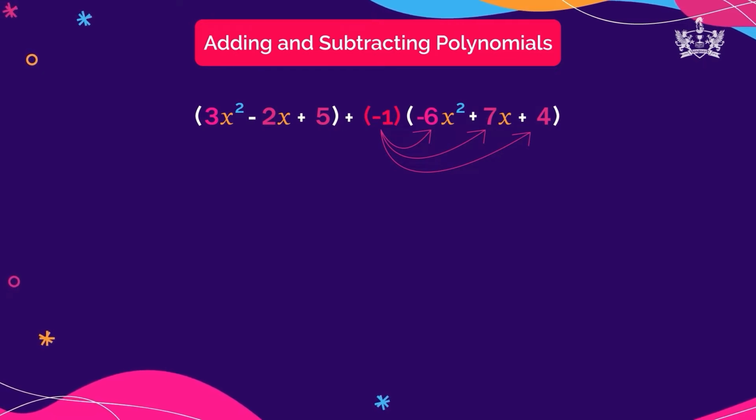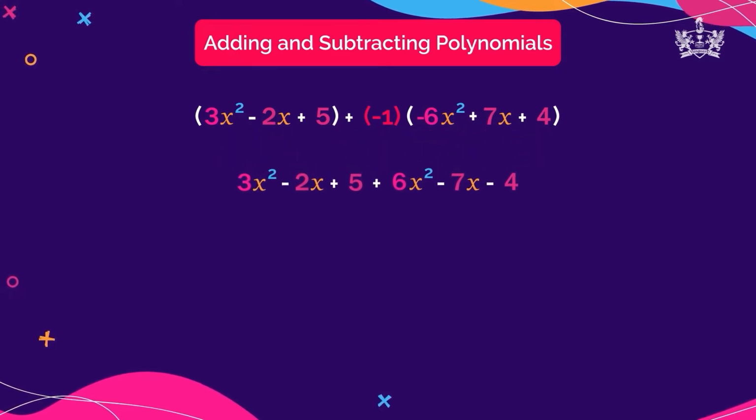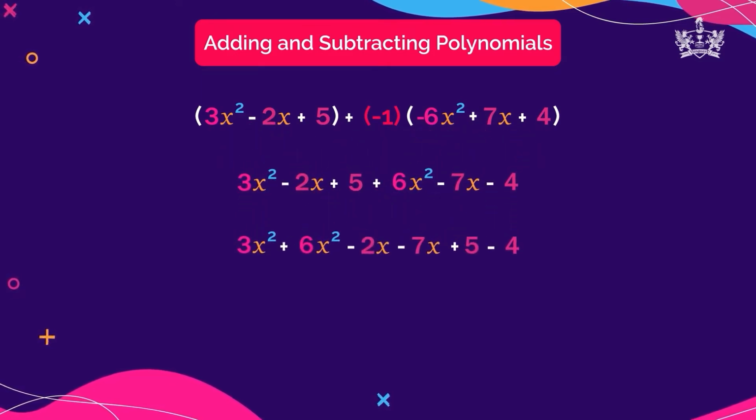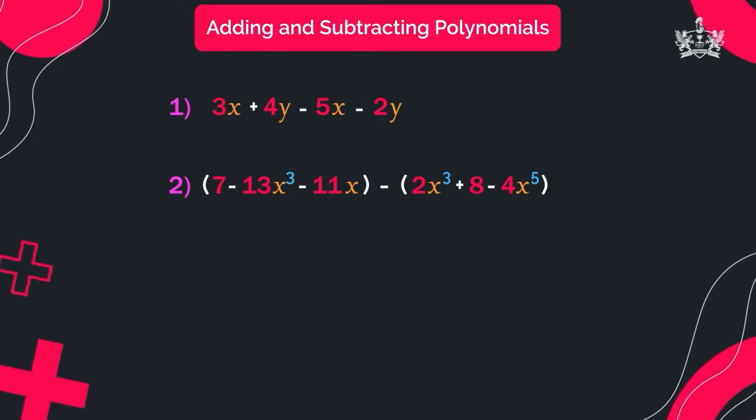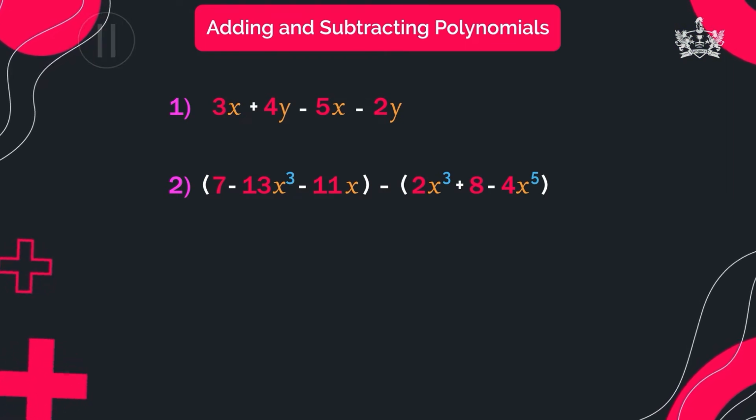Once we do that, then we can treat it like adding polynomials. We'll remove the parentheses and group up the like terms to get 3x² + 6x² - 2x - 7x + 5 - 4. We add the coefficients and we get 9x² - 9x + 1. Okay, pause the video and try these two.